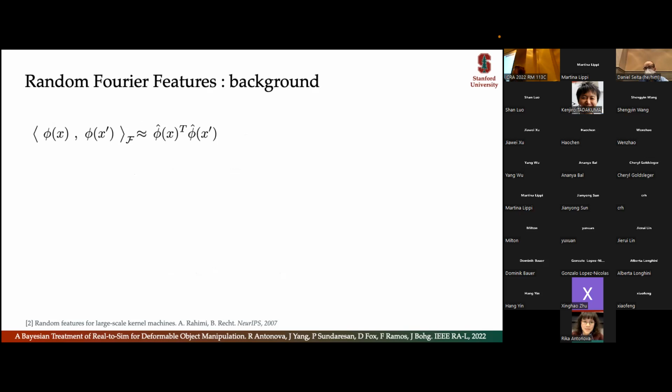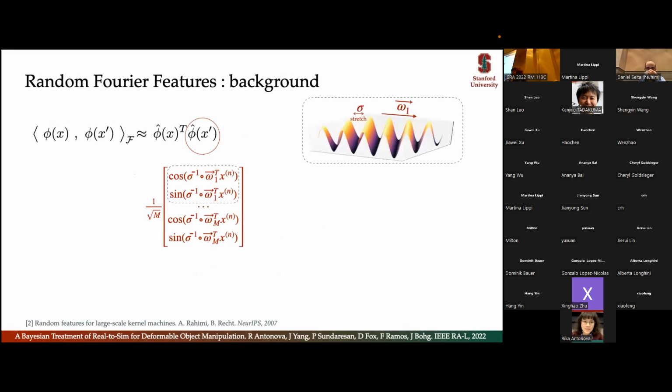This means that we can approximate the kernel distances, which would otherwise be computationally demanding to compute, with a dot product of two feature vectors. And these two feature vectors would contain pairs of cosines and sines with some parameters in them. And I would like to briefly explain this just from an intuition perspective.